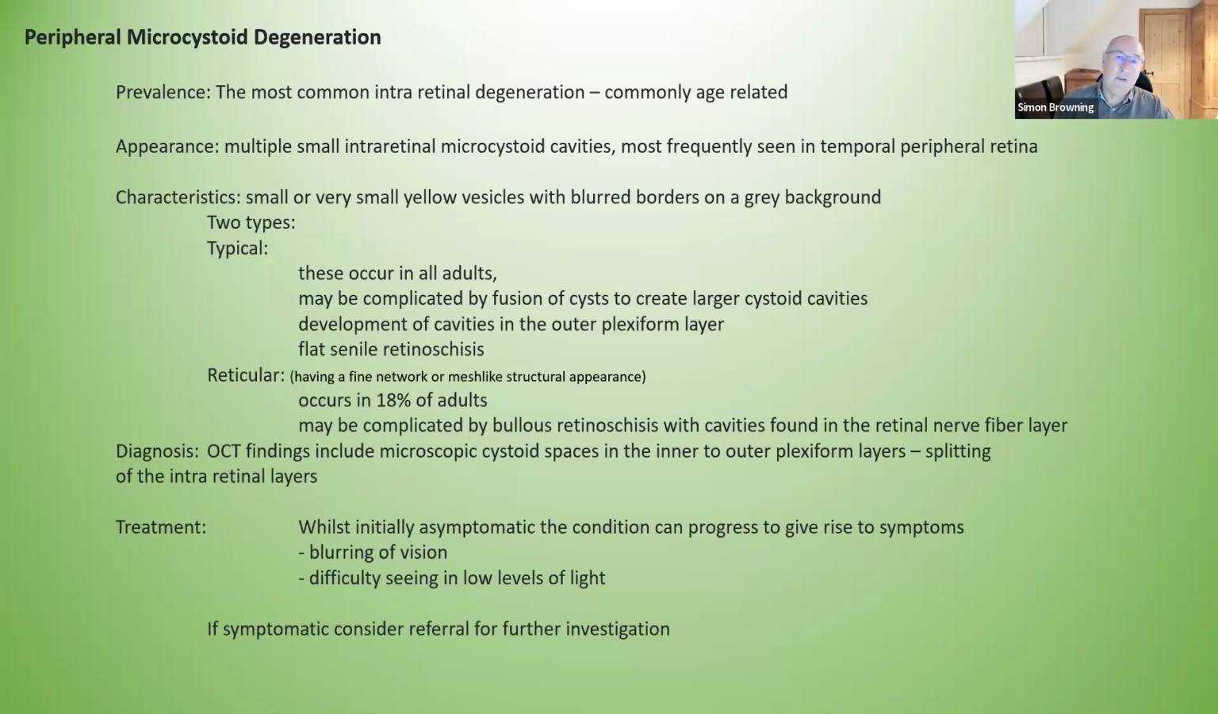And OCT findings will help you with these an awful lot. What are we going to do with them? Well, unless there are any symptoms, really you just have to monitor them and note they're there. You don't need to do anything with them. Recognize what they are and then move on from there.